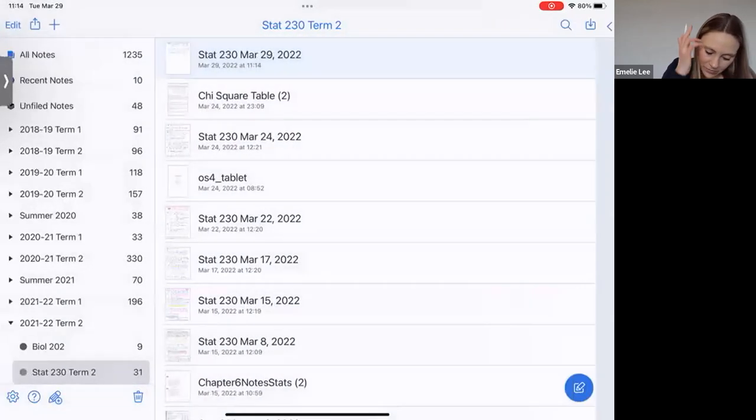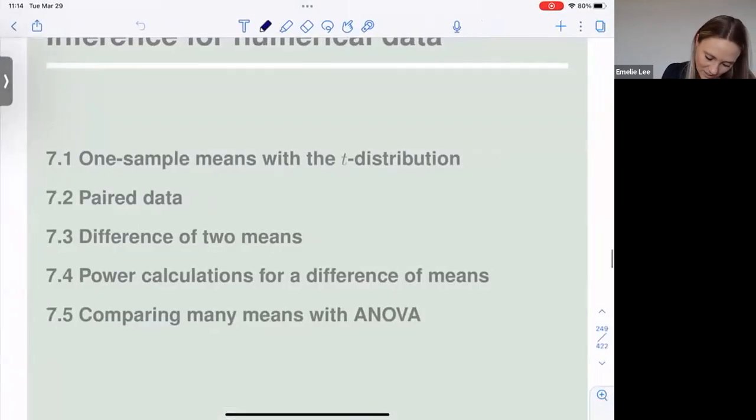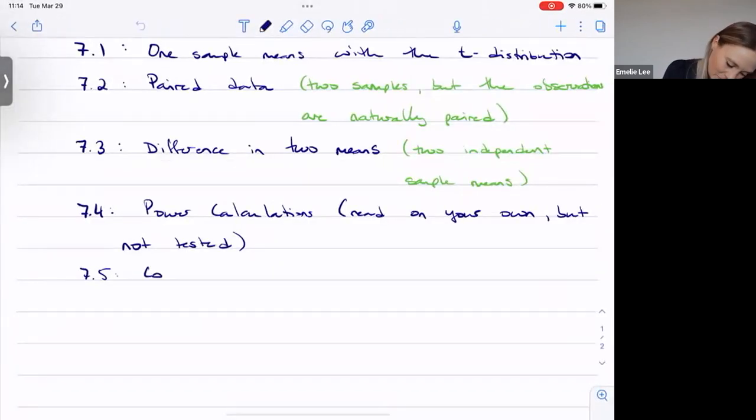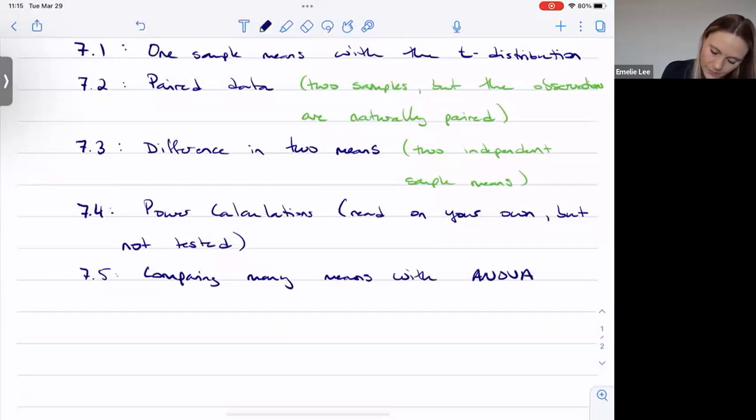And then 7.5, what did they call it? Comparing many means. Comparing many means with what we call an ANOVA. It's an analysis of variance, and that can be confusing, that terminology, but as long as you remember that we're comparing many means, right?